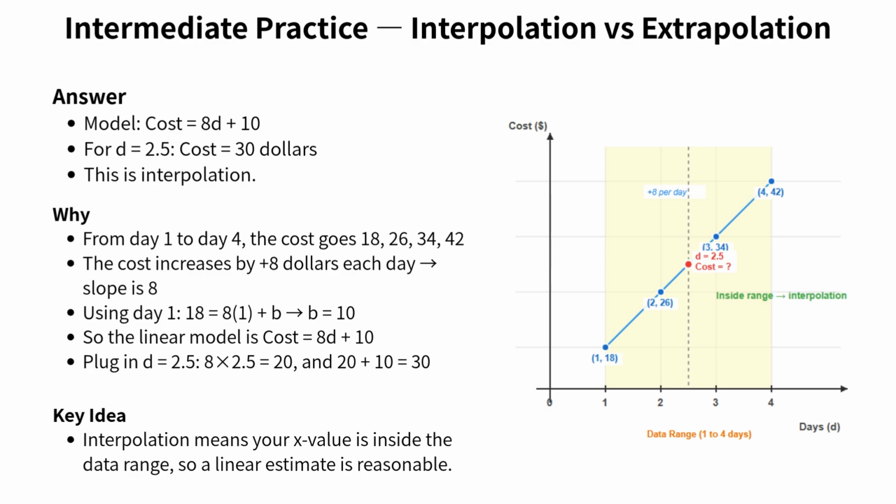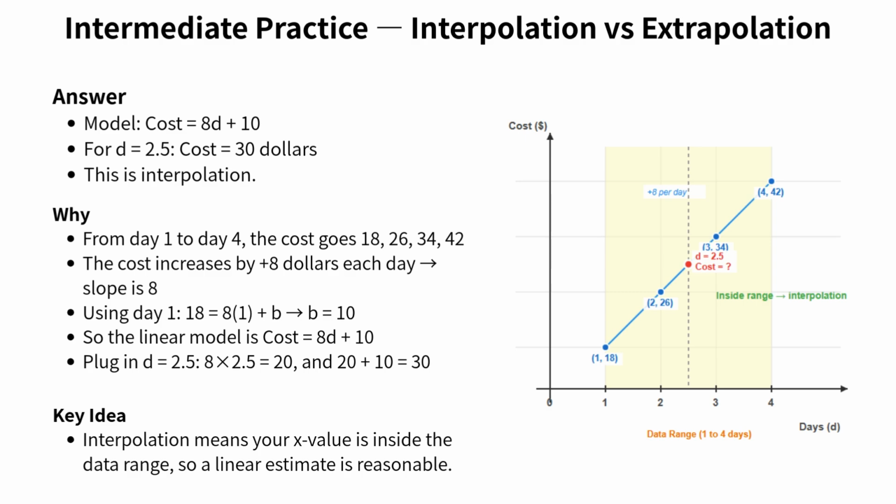Next, we build a linear model in the form, cost equals 8 times days, plus a starting value. We can find that starting value using any data point. Use day 1. When d equals 1, the cost is 18. So 18 equals 8 times 1 plus b. That means b equals 10. Now we have the model. Cost equals 8d plus 10.